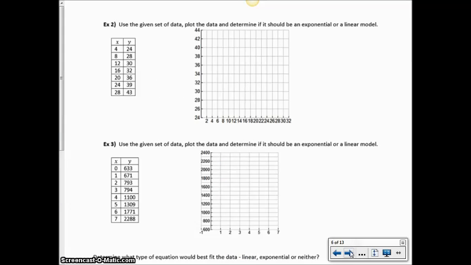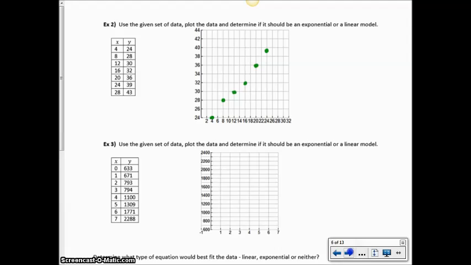All right, let's look at example 2. On this one, you actually have to plot the data. So go ahead and take a second and do that, and I will as well. So 4 is 24. 8 is 28. Hopefully this is pretty easy to graph for you. 12 is 30. 16 is 32. 20 is 36. 24 is 39, which is almost 40.